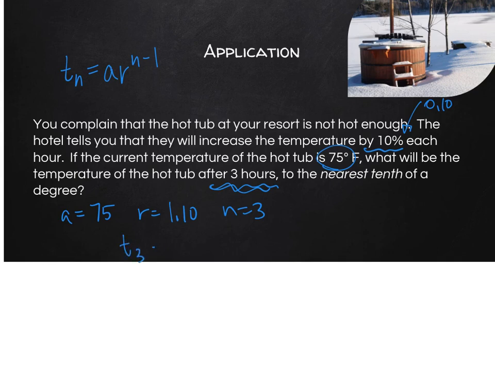So T3 after 3 hours is 75, 1.1 to the 3. And just plug that into my calculator and figure out what that is. So the temperature after 3 hours will be 99.825, or to the nearest tenth it says, 99.8 degrees Fahrenheit.